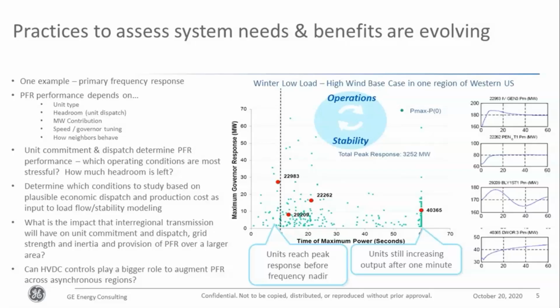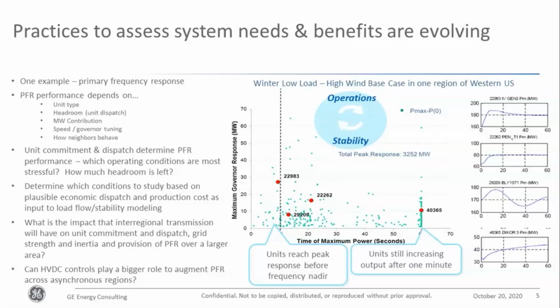The other thing that's very key is the notion that operations and stability matter more and more, where operations will determine the overall stability capability of the grid. When we have units that might be decommitted that we were counting on at one point, or units that are operating differently and may have less headroom than we thought we would have, and therefore will not contribute as much.